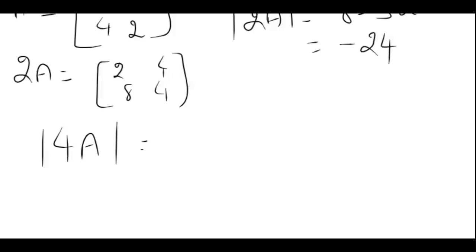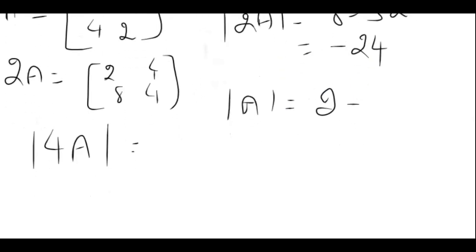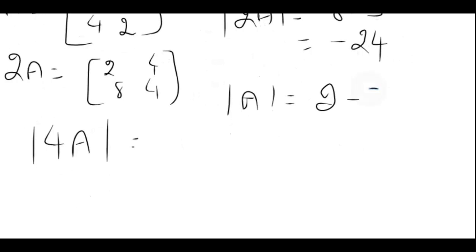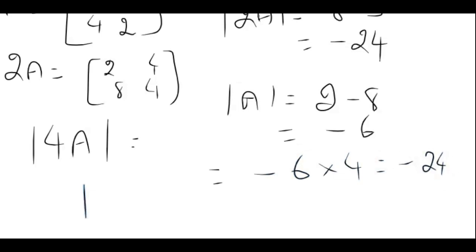what the determinant of A is now. The determinant of A is 2 minus 8, which is equal to minus 6. So clearly we got minus 24. So minus 6 into 4 is equal to minus 24. Therefore, it proves that the determinant of 2A is equal to 4 times the determinant of A.